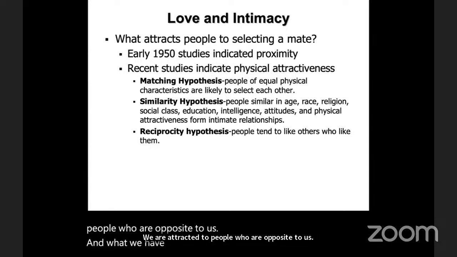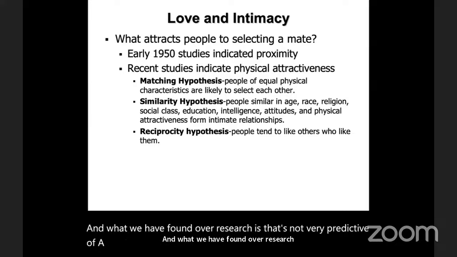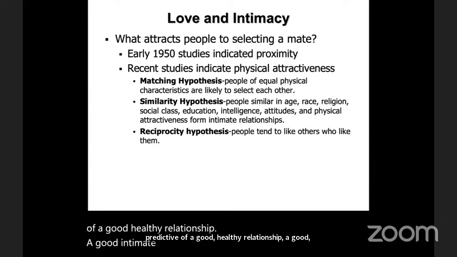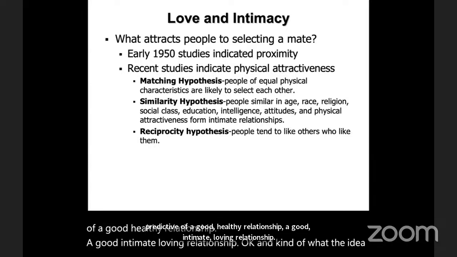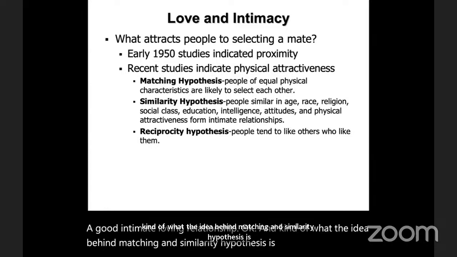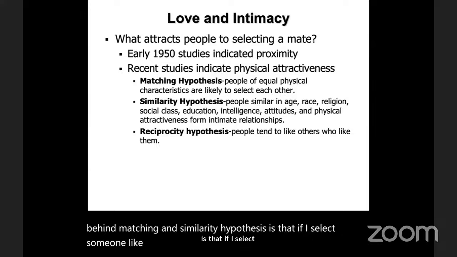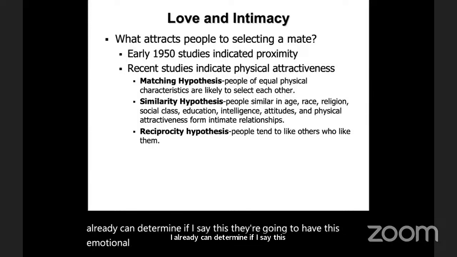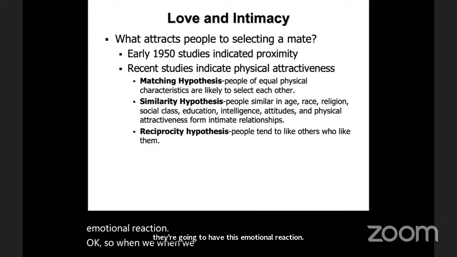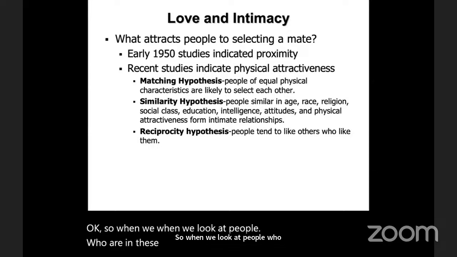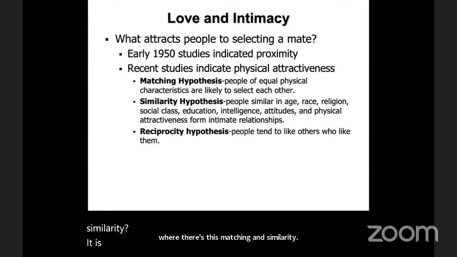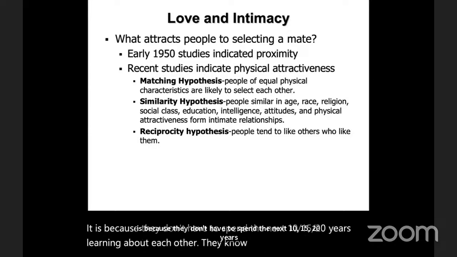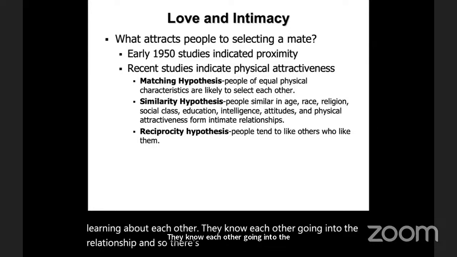And what we have found over research is that's not very predictive of a good, healthy, intimate, loving relationship. Okay. The idea behind the matching and similarity hypothesis is that if I select someone like me, I can already determine what their needs are. I can already determine that if I say this, they're going to have this emotional reaction. Okay. So when we look at people in relationships with this matching and similarity, it is because they don't have to spend the next 10, 15, 20 years learning about each other. They know each other going into the relationship, and so there's this symmetry between the two.